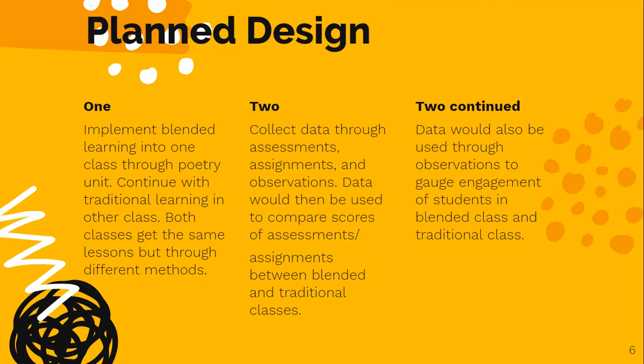Both classes would get the exact same lessons, the exact same assignments, but it would just be taught through different methods. The second step to that would be then to collect data through assessments and assignments and observations. The data was then going to be used to compare the scores of assessments and assignments between the blended learning and traditional classes. So I would take, let's say I gave a quiz. I would give the blended class their blended quiz, which would be the same questions, but in a blended learning format. And then I would look at those scores compared to the students in the traditional learning format.